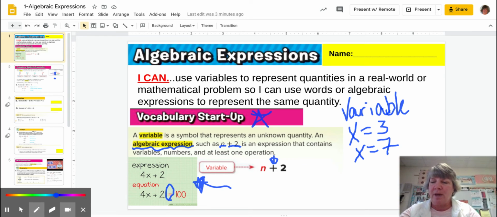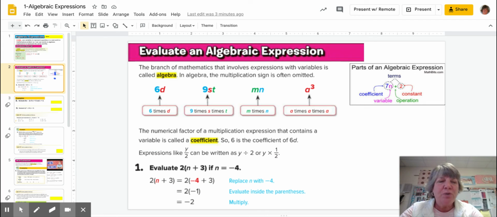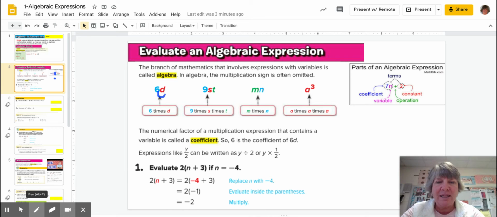On slide 2, then, you see we want to evaluate an algebraic expression. And the word evaluate means to solve. So I need to know what these parts are that I am going to solve. So if I have 6 right next to the letter D, that means 6 times. Remember, anything that is right next to each other means to multiply.